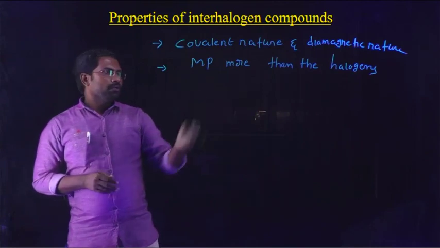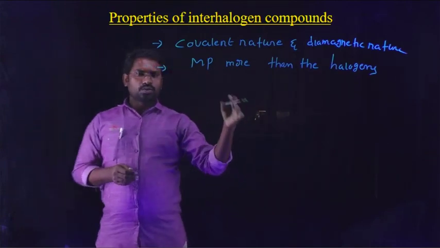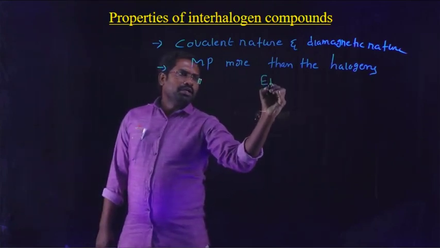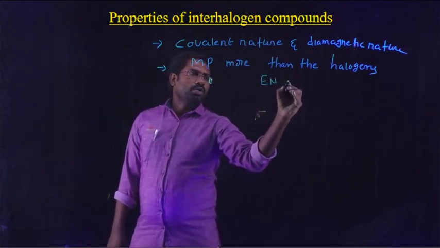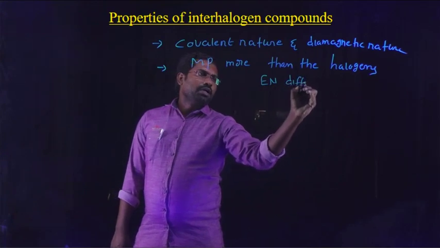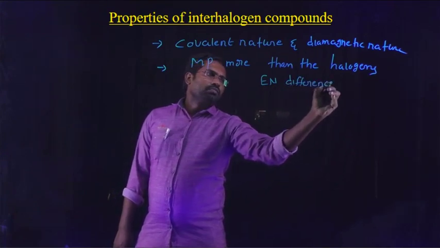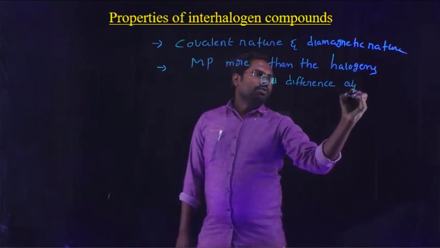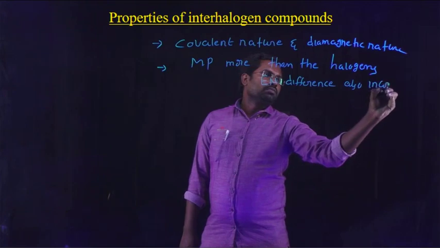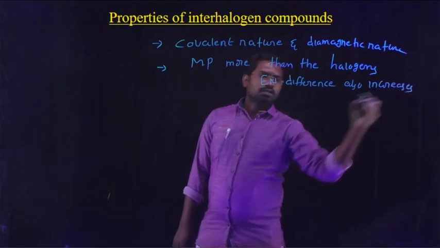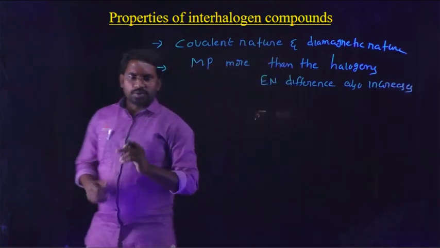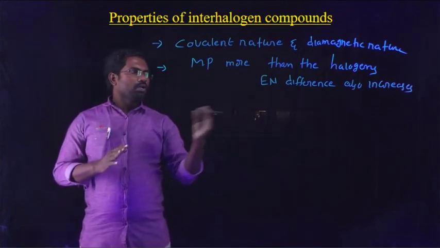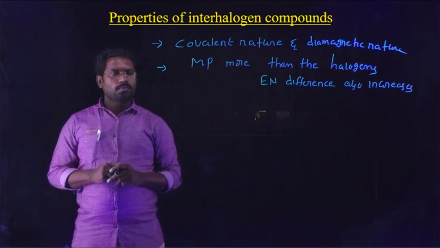Their melting point increases because the electronegativity difference will be increased. So this is the main point: the melting point of interhalogen compounds increases when the electronegativity difference between them also increases.